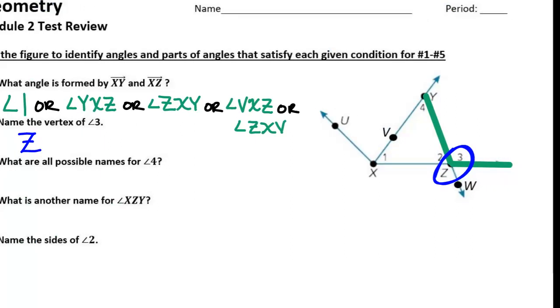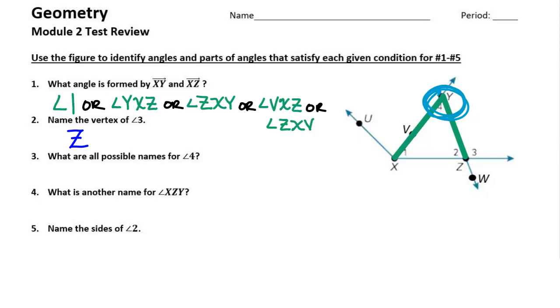All right, number 3, what are all the possible names for angle number 4? Angle 4 is this angle up here. We're looking at this angle here. So there are a lot of possible names here. I'm not going to call it angle 4 again because they already called it angle 4. I need to come up with other names. And the middle letter has to be where you make that turn.